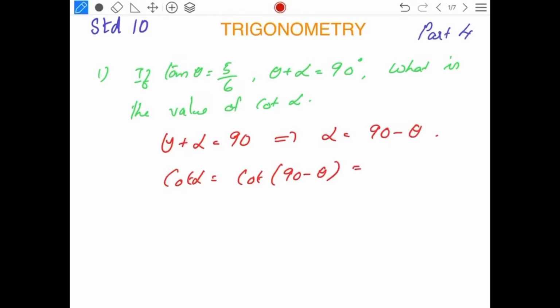So cot 90 minus theta, complementary angles we have learned. So it is tan theta. Therefore cot alpha is equal to 5 by 6.